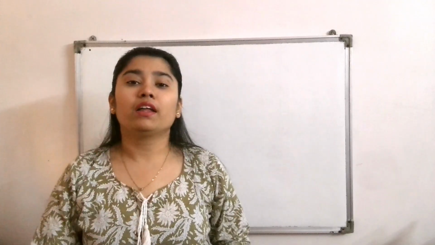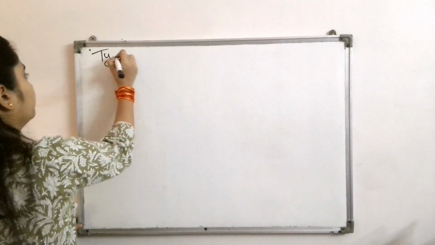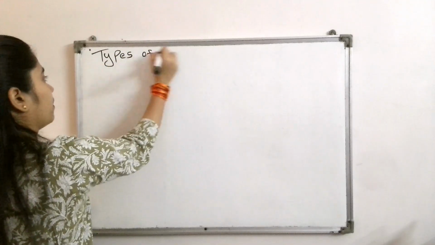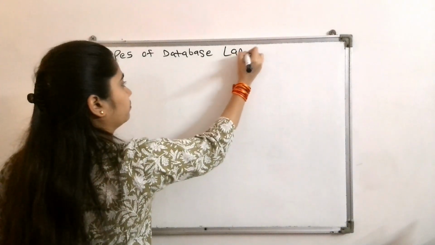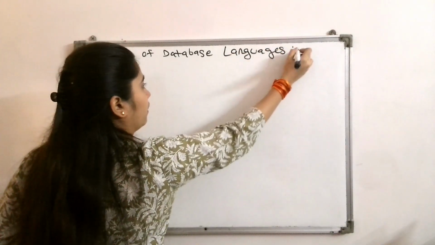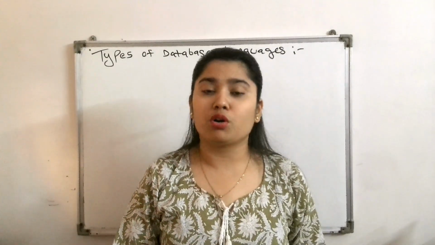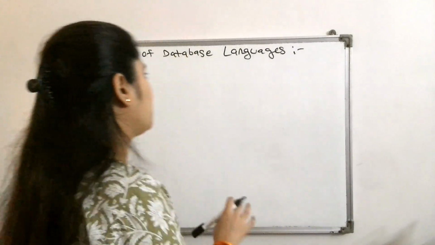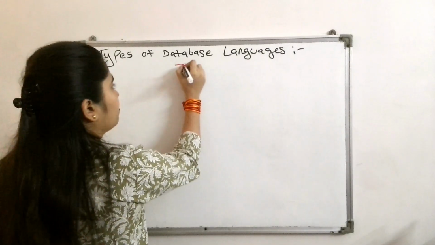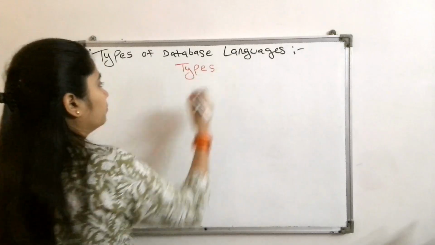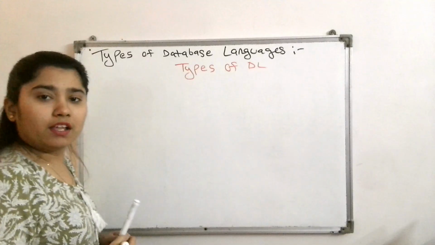Okay, so now let's move forward. Now we talk about the types of database languages. See, in DBMS there are mainly 4 categories of database language, or we have 4 types of database languages. Now what are they? Let's see. What are the types of DL, that is, database language?